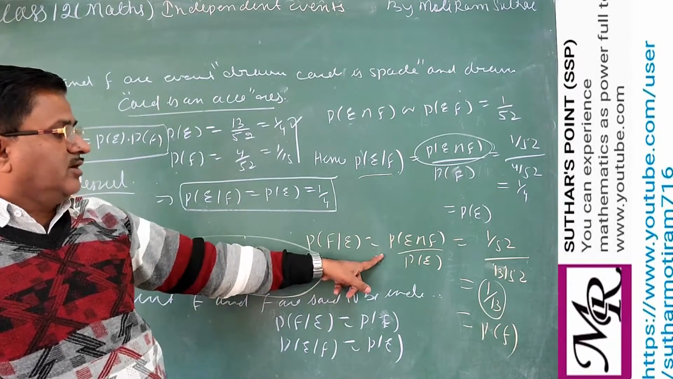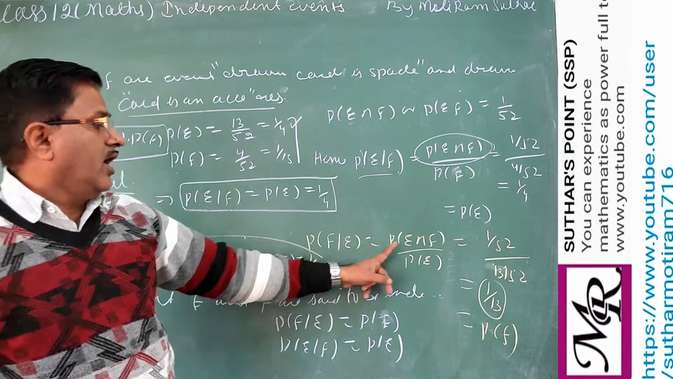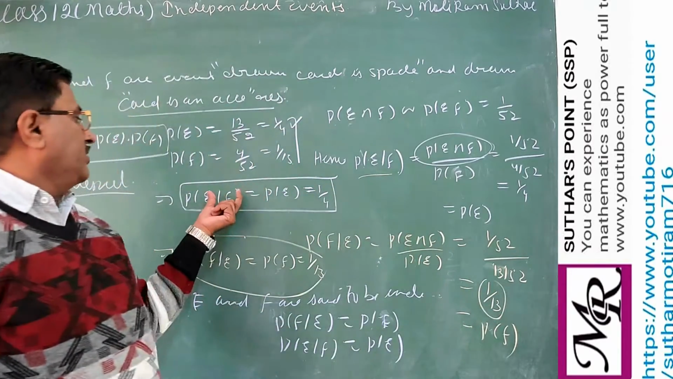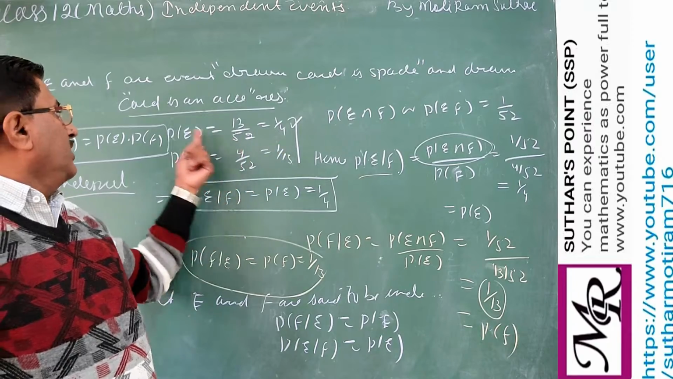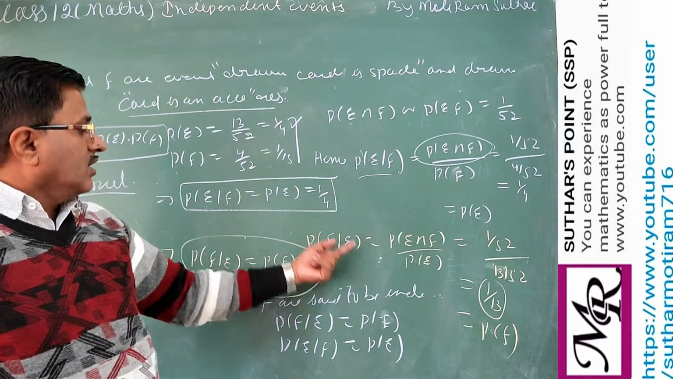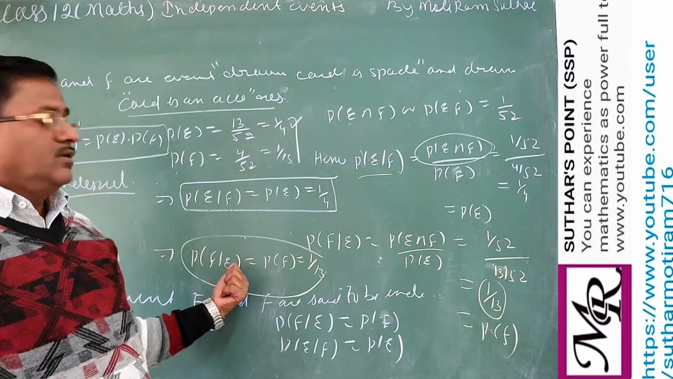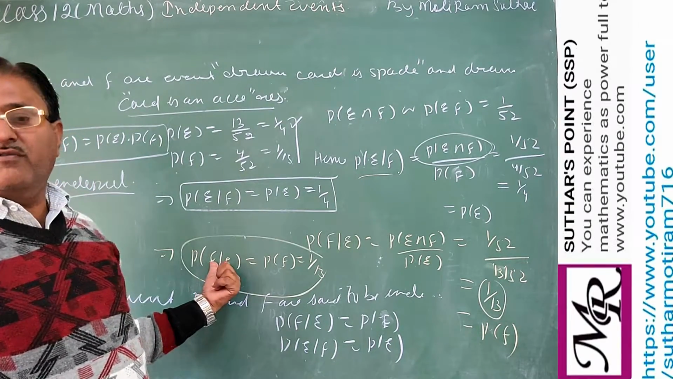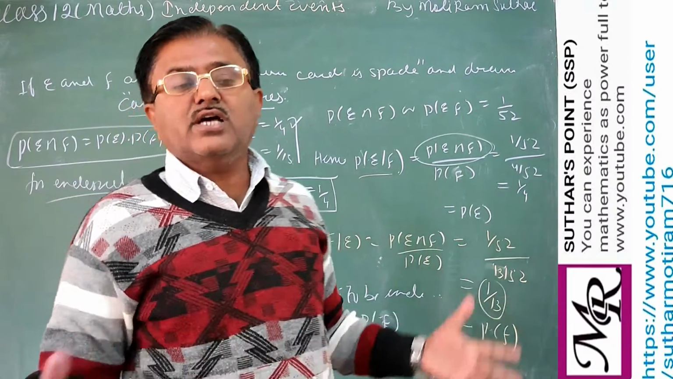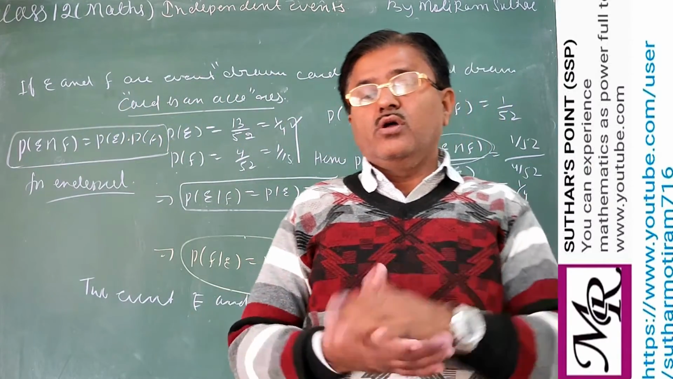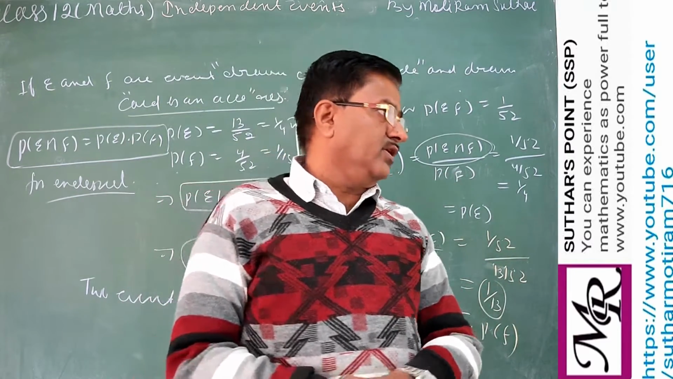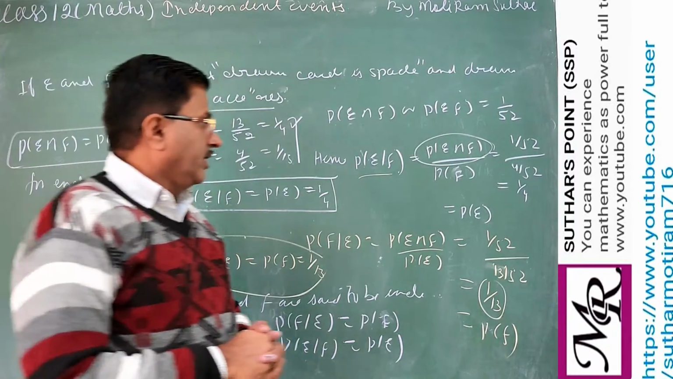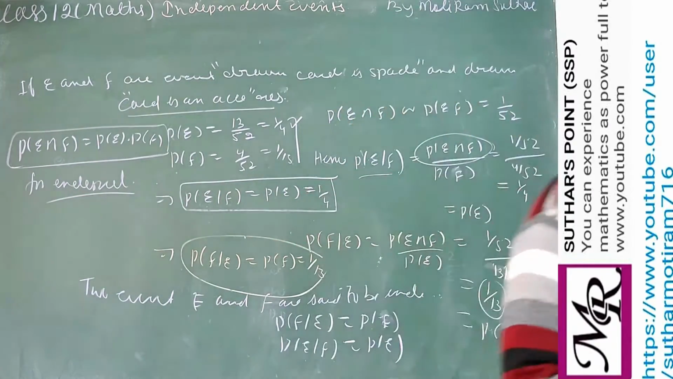Similarly, you can use the second formula P(F|E), put in the values, and you get the probability 1 by 13, which is the probability of getting the simple event, that is an ace. So again you can say the happening of E does not affect the happening of F. So both the events are separate, there is no effect of one event happening on the other. Such types of events are called independent events.